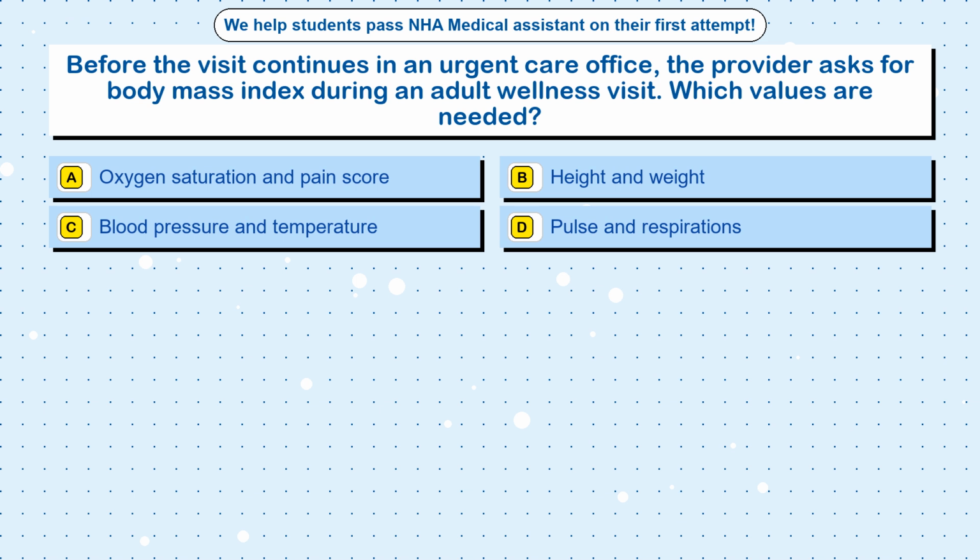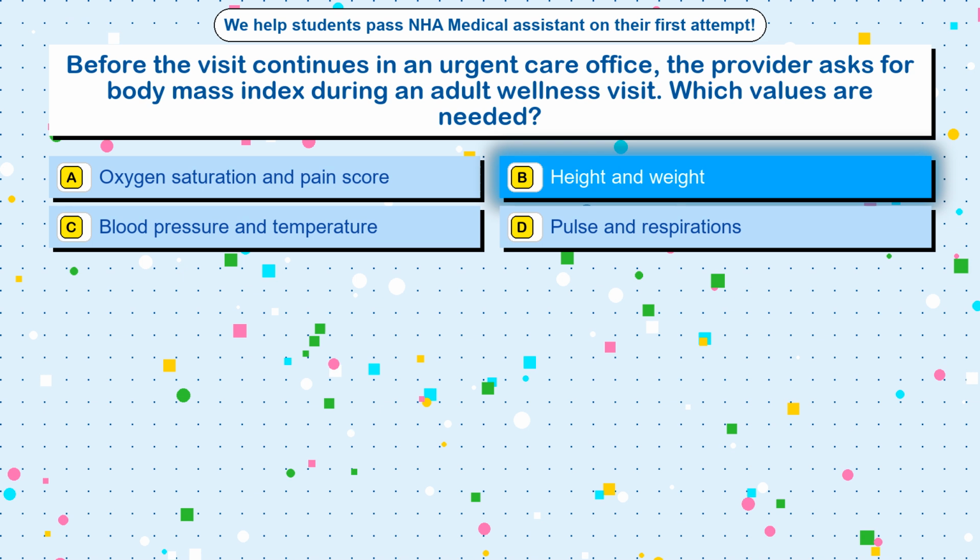Which values are needed? Option A. Oxygen saturation and pain score. Option B. Height and weight. Option C. Blood pressure and temperature. Option D. Pulse and respirations. The correct answer is option B.